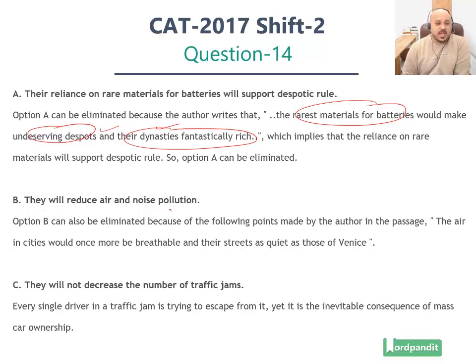Option B, they will reduce air and noise pollution. Directly given in the passage, the air in cities would once again be more breathable. The streets would be quiet as those in Venice. So air and noise pollution directly referred to.